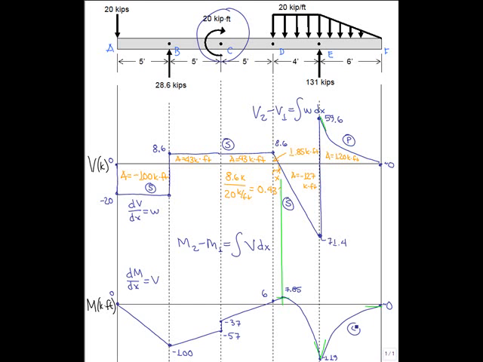This must be a cubic. Since this is parabolic in our shear, the moment function at that region must be cubic. Parabolic in this region because it is a straight line function in the shear, and we have straight line functions in the remaining region of our moment curve.